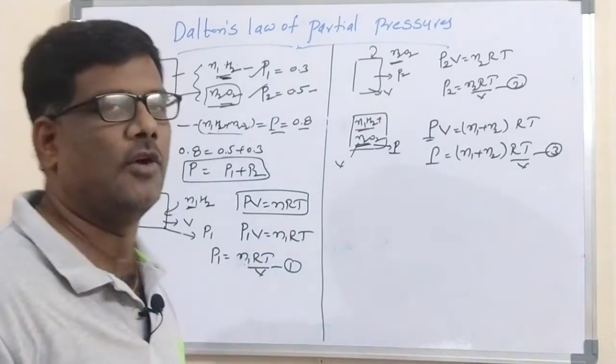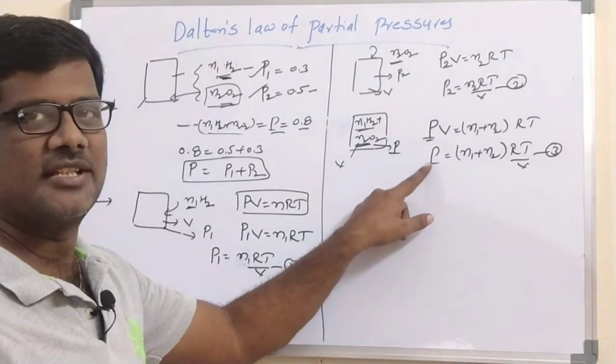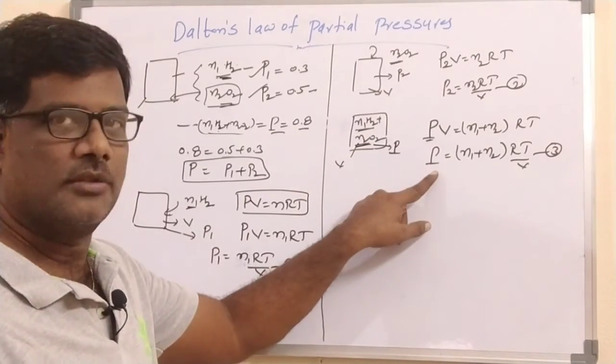So these are the three equations. Now, what is my aim? My aim is to calculate P1 with respect to the total pressure, and P2 with respect to the total pressure.